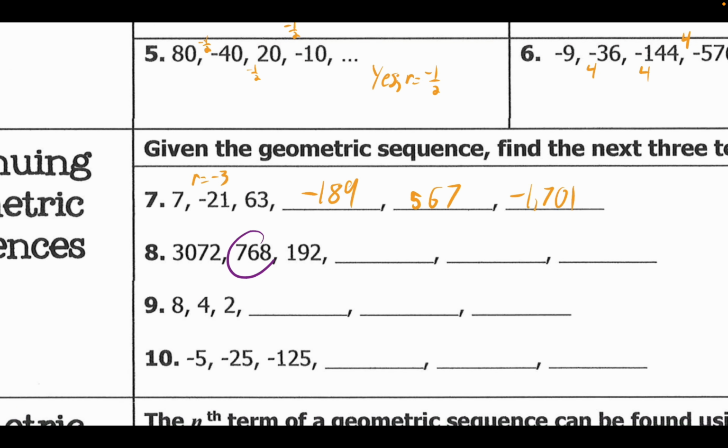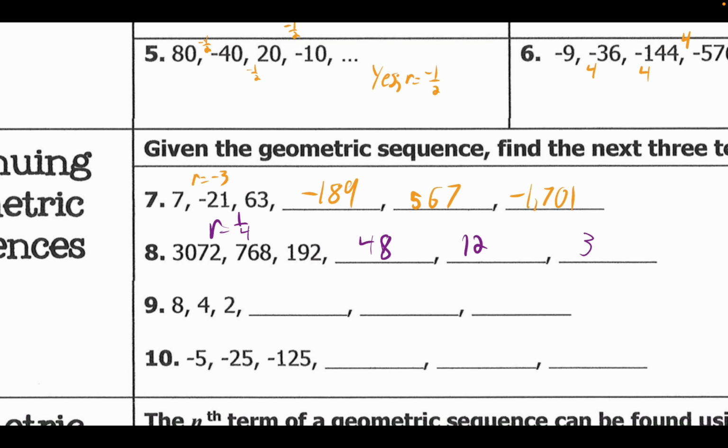On number 8, if I take 768 divided by 3,072, or if I take 192 divided by 768, regardless, I end up finding the ratio to be 1/4. And so if I multiply 192 by 1/4, I get 48. Multiplying that by 1/4, I get 12. And multiplying that by 1/4, I get 3.